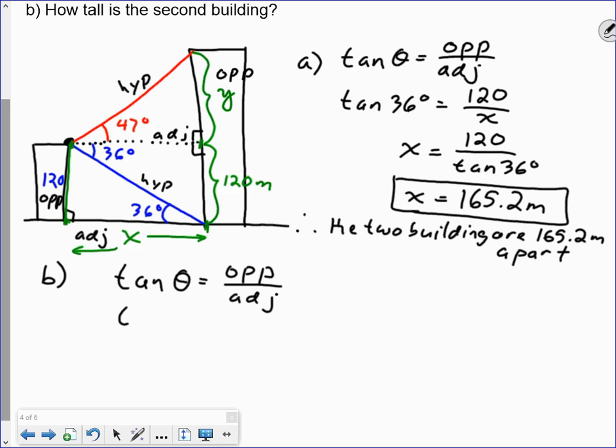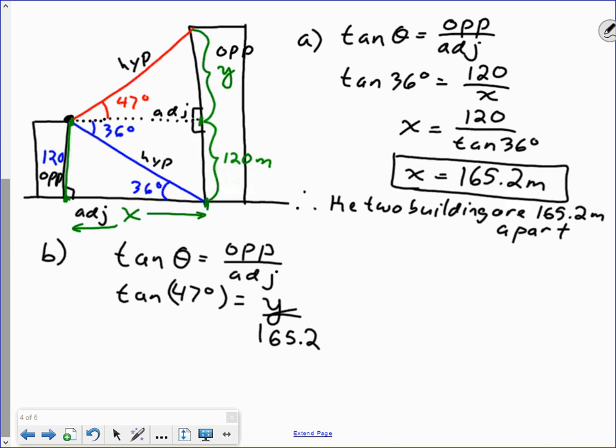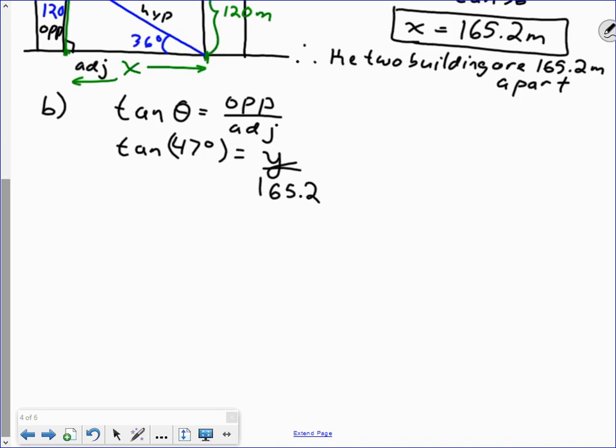The angle that we're working with is 47 degrees, tan 47 degrees. The opposite side is the y that we are trying to find. The adjacent is x that we found in the first part, so 165.2. And now we just have to solve this. So we're going to cross multiply, and we're going to get y is equal to 165.2 times tan 47 degrees.